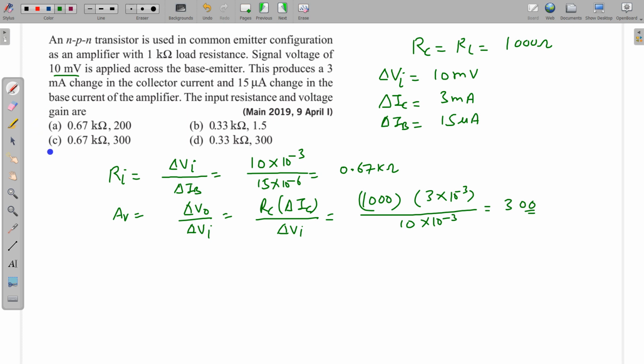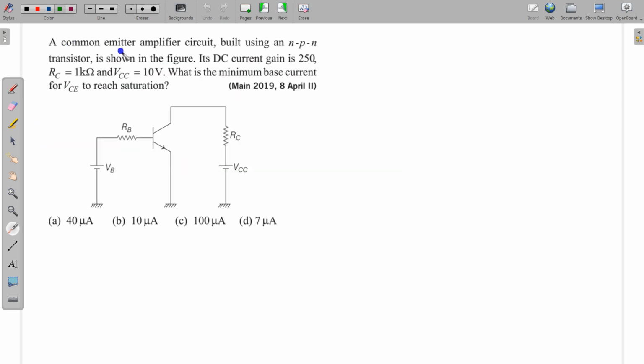So the correct answer is C. Next question. A common emitter amplifier circuit built using an NPN transistor is shown in the figure. Its DC current gain, beta here, is 250. RC is equal to 1 kilo ohm, it is given, and VCC, the symbols have their usual meanings, is 10 volt. What is the minimum base current?